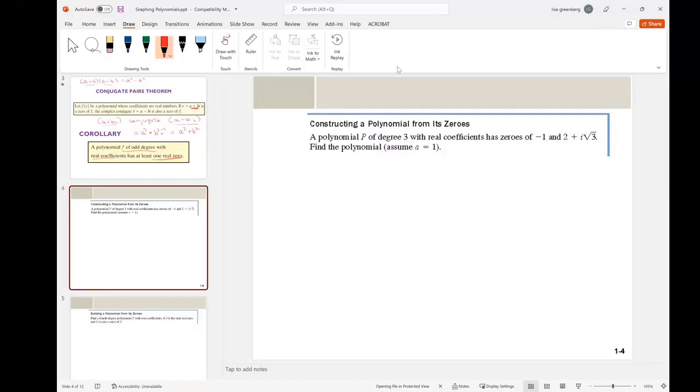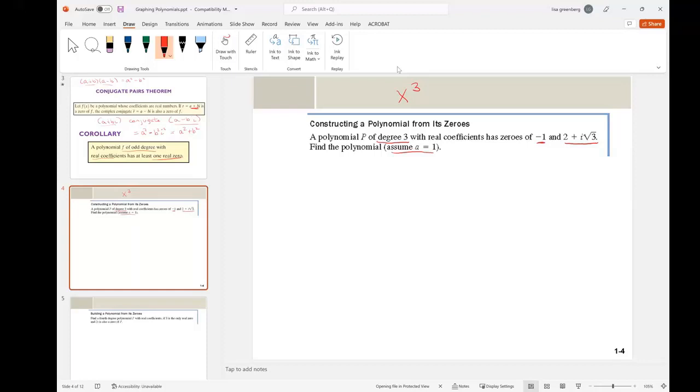So for example, I want to construct here a polynomial from its zeros. What do I know? I know that it's degree 3. So my largest term has to be x to the 3rd power. And it has zeros of -1 and 2 plus I times the square root of 3. I want to find my polynomial. This says assume A is 1, which is my leading coefficient, okay?